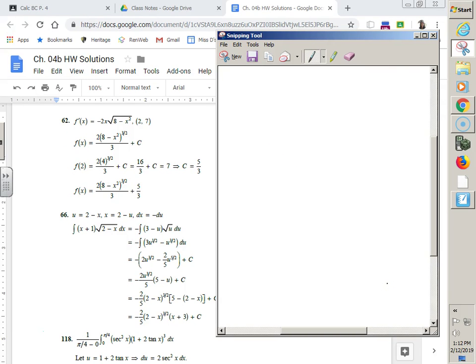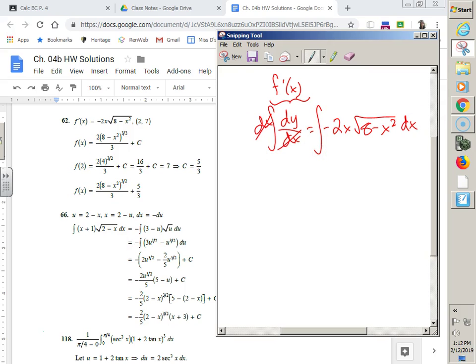Now really quickly, I'm just a little worried about how you guys showed your work. F prime of x can be rewritten as what? dy dx. You guys agree? So the problem is, what should you have done? Multiply by dx and then integrate. How did you show your work? Did you go straight here? If so, it's okay.